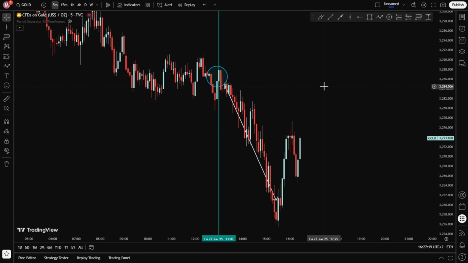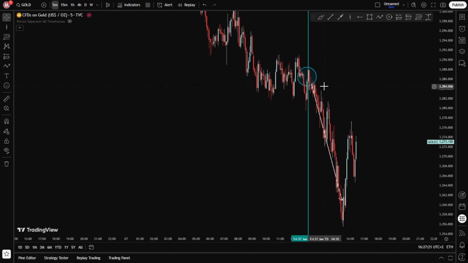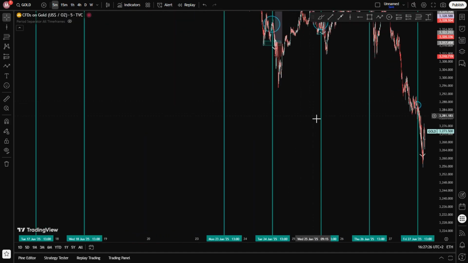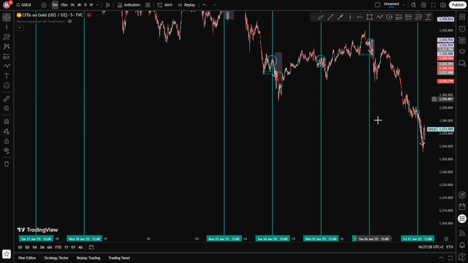So we zoom out, looking for the nearest support area where price might react. But in this case, there's nothing nearby. No clean support zone, no strong structure that we can rely on.